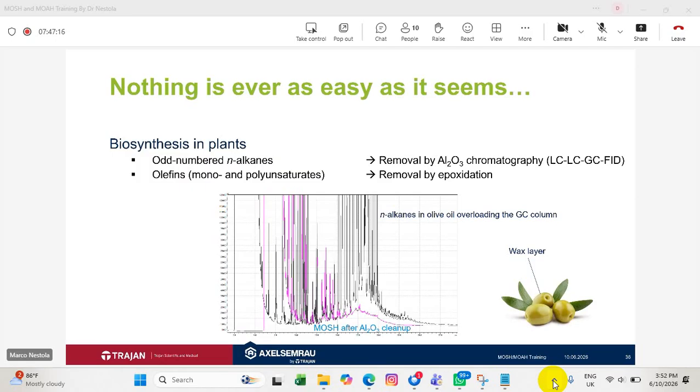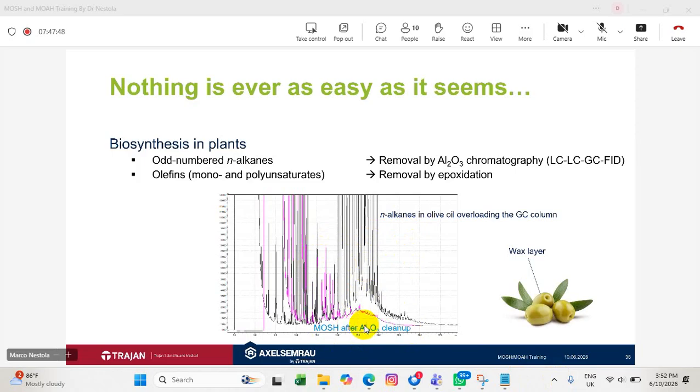After aluminum oxide cleanup, that's a secondary cleanup technique we are using, the hump looks like that, while without it, it looks much bigger. And this is only because of the high amount of N-alkanes from the olive, or in this case olive oil, because these are in such high concentration that they are overloading the GC column, and it looks like there is a MOSH hump.